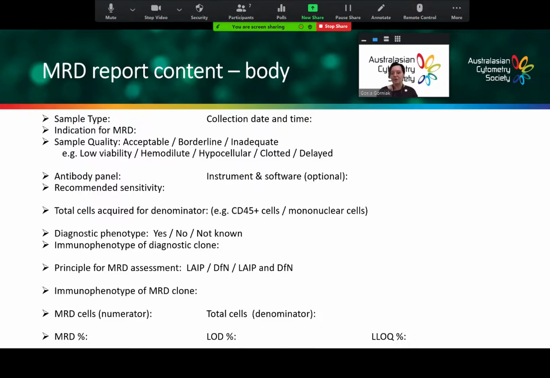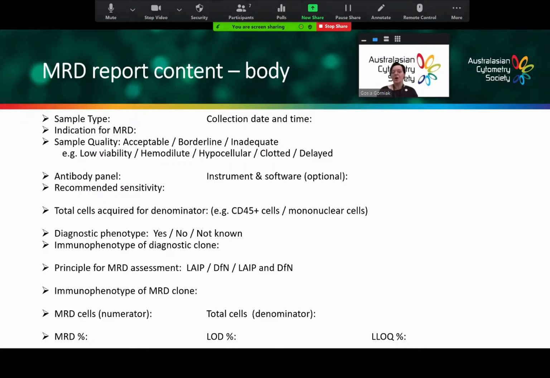Diagnostic phenotype should be stated if it's known, and immunophenotype as well. For the principal assessment, what you're looking at: are you using leukemia-associated immunophenotype for your MRD assessment, or is this different from normal, and so on? When the MRD clone is detected, that immunophenotype should be listed as well.